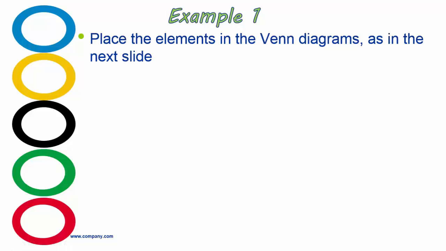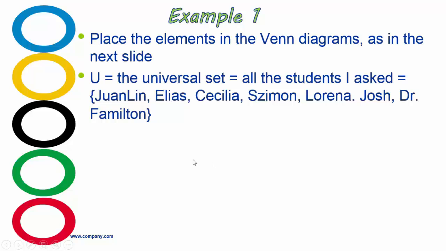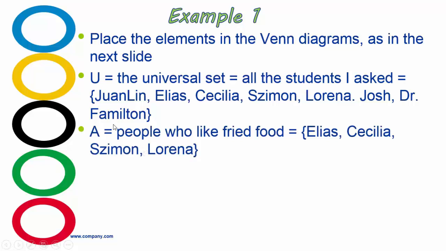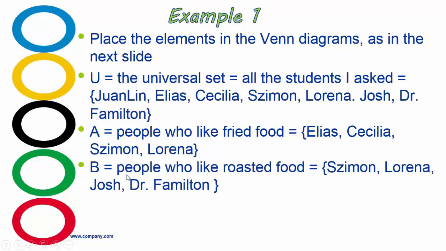Normally this would be a class project, but since we are not having regular classes right now, I'm just going to use last semester's class. We're going to place elements in Venn diagrams, as I'm going to show in the next slide. The universal set is all the students I asked. In this case it was Juan Lin, Elias, Cecilia, Simone, Lorena, Josh, and myself. We're going to look at set A as the people who liked fried food. Elias, Cecilia, Simone, and Lorena said they liked fried food. And for the people who liked roasted food, Simone, Lorena, Josh, and myself said we liked roasted food.